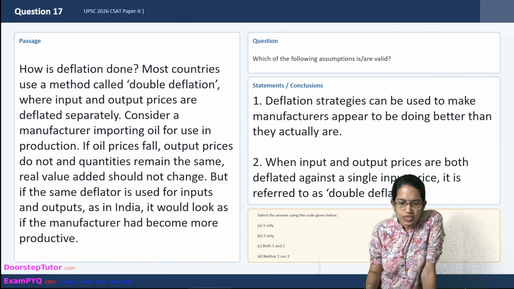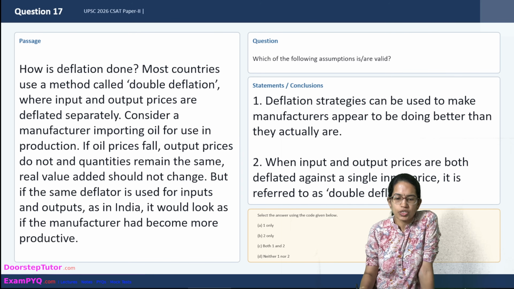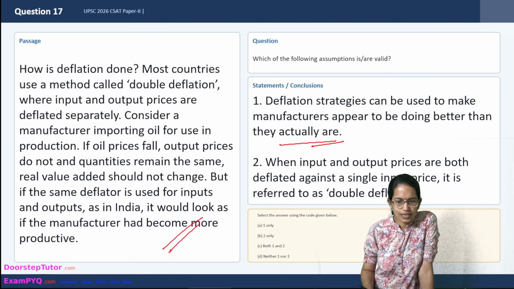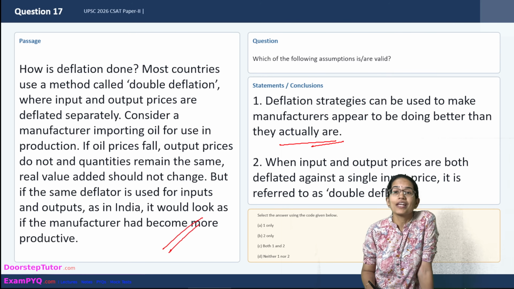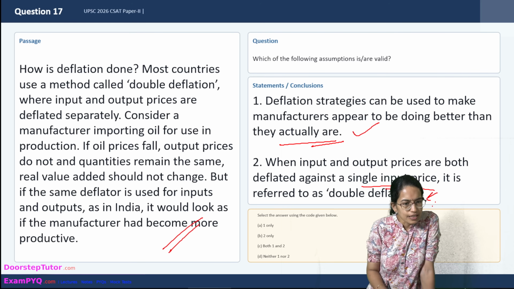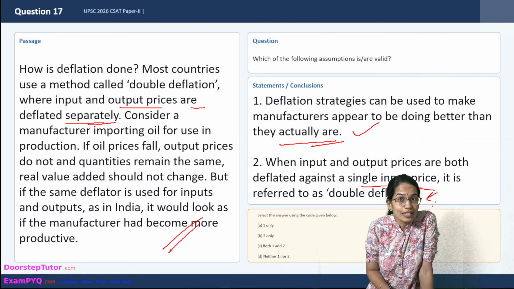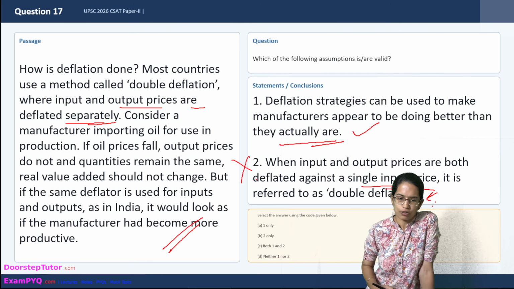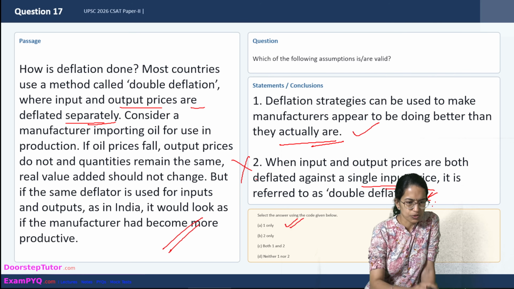Assumption that deflation strategies can be used to make manufacturers appear that they are doing better than they actually are. It shows clearly in the last line that they are appearing to be more productive. So this statement is a valid assumption. The next says when input and output prices are both deflated against a single input price, it is called double deflation. That's incorrect, because they are deflated separately, not as a single unit price. So statement 2 is incorrect. 1 is the only valid option. So 1 only would be the correct option here.